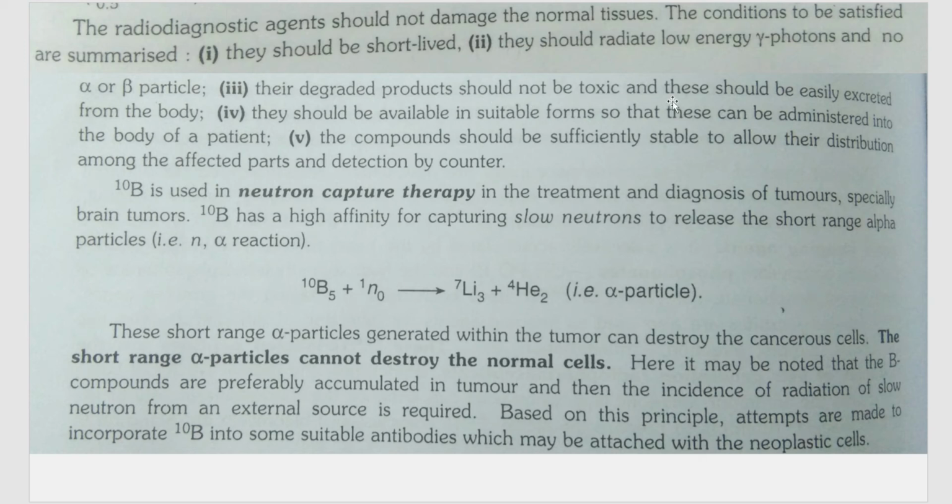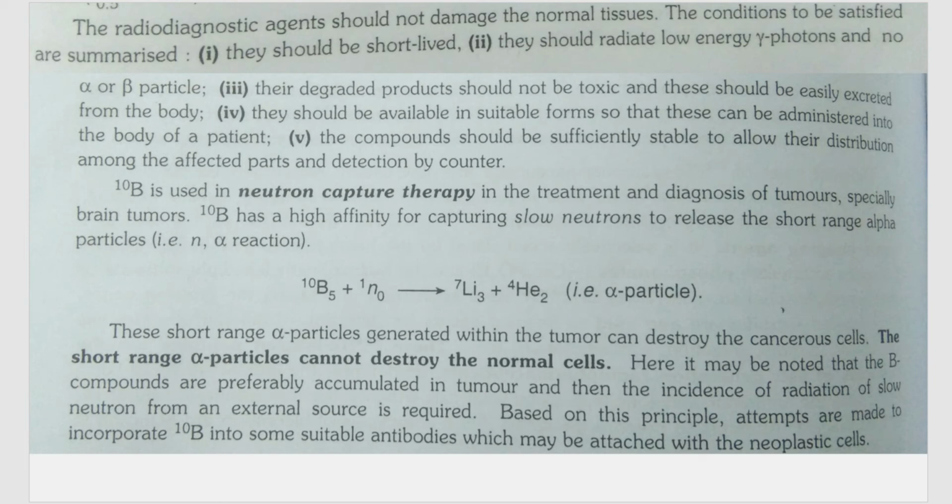They should not be toxic to the body, and they should be easily excreted from the body through urine or some other forms. They should also be available in suitable forms so that they can be administered into the body of the patient, and they should be stable enough that they can enter the body, reach the required target site and do their work. So these are the requirements of a radioisotope to be used as a radio diagnostic agent. If it does not satisfy all these requirements, then it cannot be used as a radio diagnostic agent.